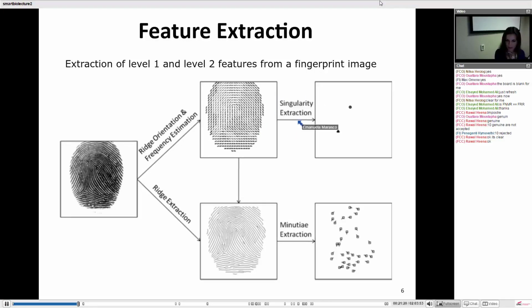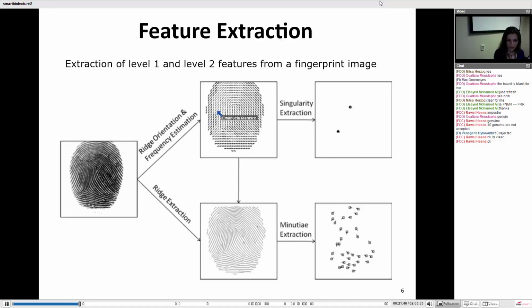And then from the orientation map, as you may remember, the singularity points. So we are going to see a method to extract the singularity points. We will do it together. And then in the second part, we are going to extract level 2 features, the minutia points based on the skeleton image, as we can see.